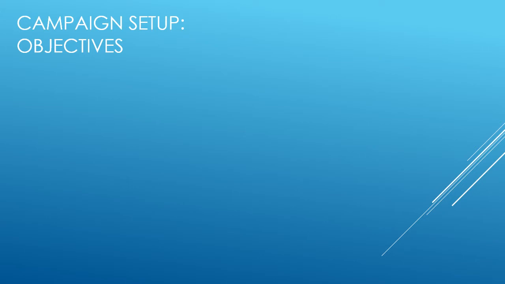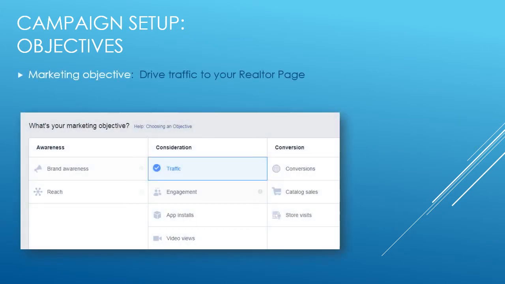The first thing you do in setting up a campaign is to state your objective, your marketing objective, and that should be to drive traffic to your realtor page. So where it says under consideration here, select traffic.